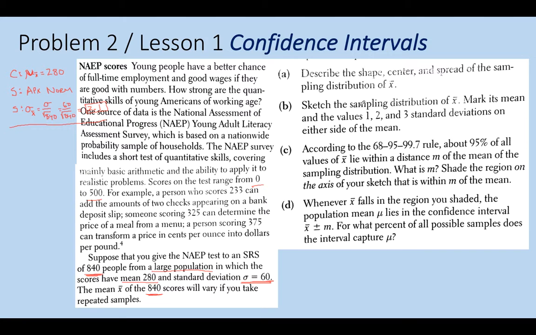All right, B, sketch the sampling distribution of x bar. Mark its mean and then the standard deviations away from that. So I'm going to be running out of space here pretty fast. So I'll try to squeeze all this in, but here is the shape of it. So approximately normal. We'll drop here and down here. Okay, so the mean, we already saw that that's 280, so 280 goes right here. And then since our standard deviation is 2.1, we'll just go 2.1 up for each of these.